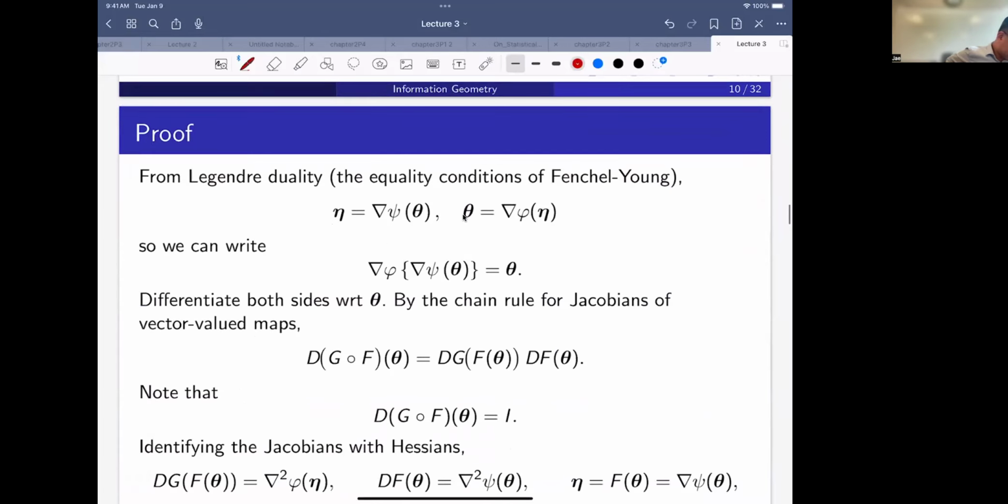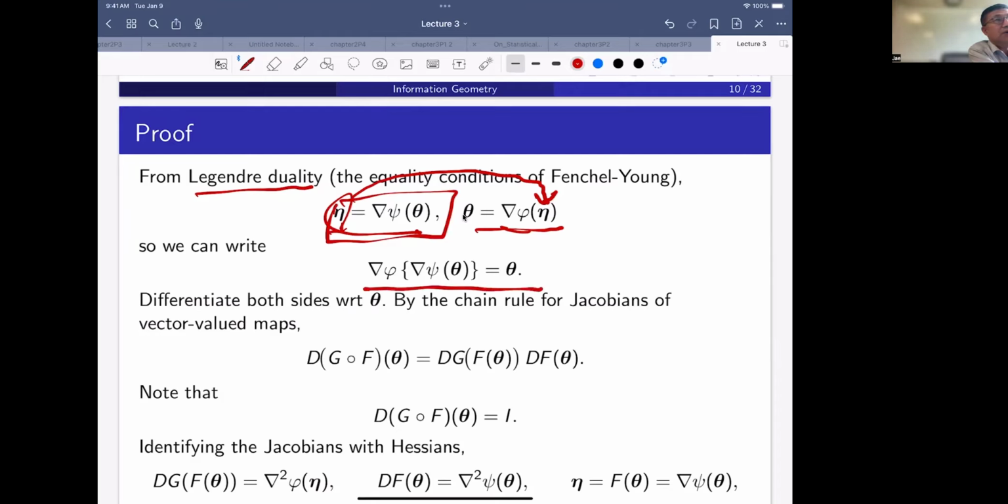And here's a proof. The Legendre duality is this one, right? Eta is a derivative of psi, and theta is a derivative of phi at eta. That means we can insert this into the second equation, and then you obtain basically an identity result. So that is an identity function.